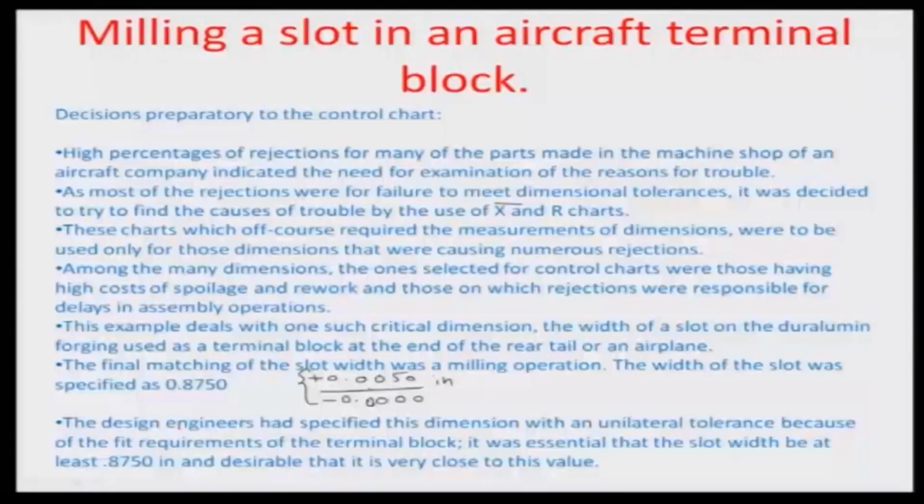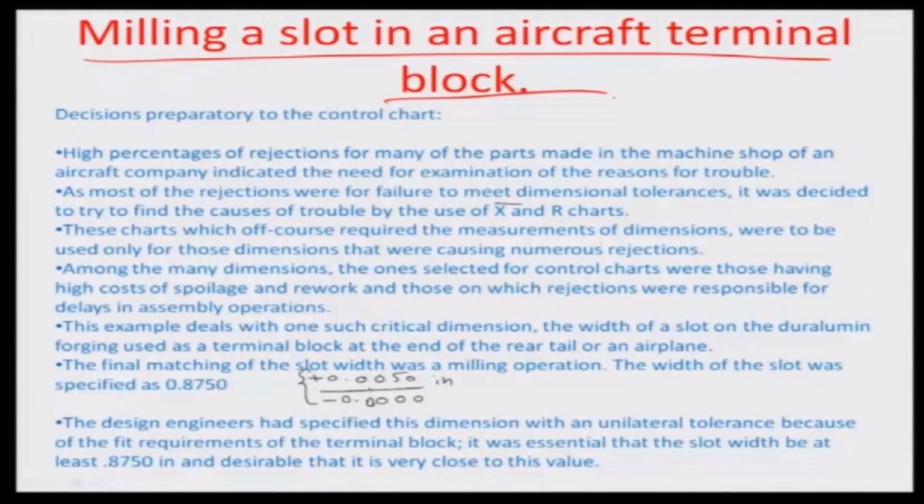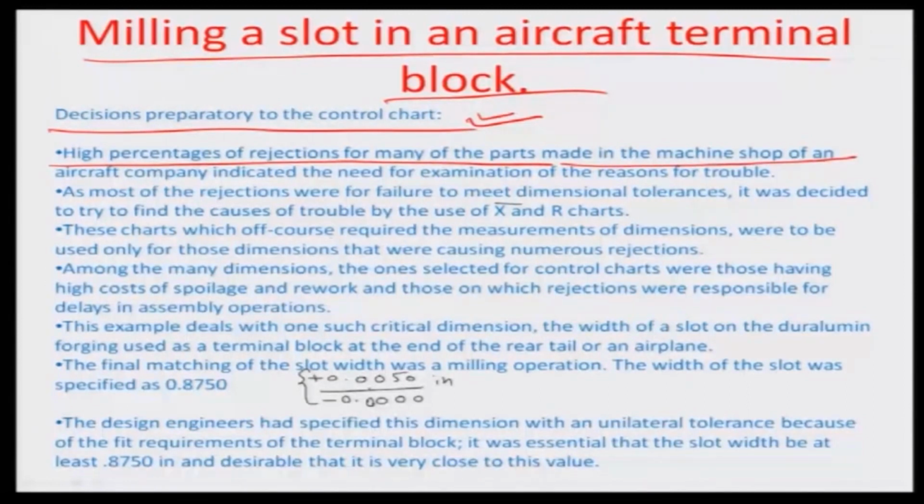Okay. So I think I had earlier described the milling of a slot in an aircraft terminal block. I am going to go through a few more issues in this particular terminal block. What are the decisions which are preparatory to the control chart? Why was the terminal block example chosen in this particular industry? There were high percentage rejections for many of the parts made in the machine shop of an aircraft company, and this indicated the need for examination of the reason for trouble.